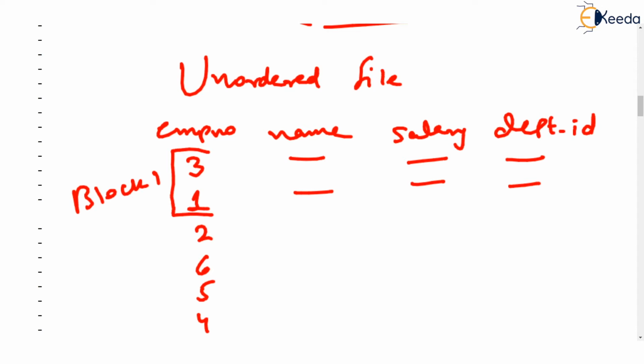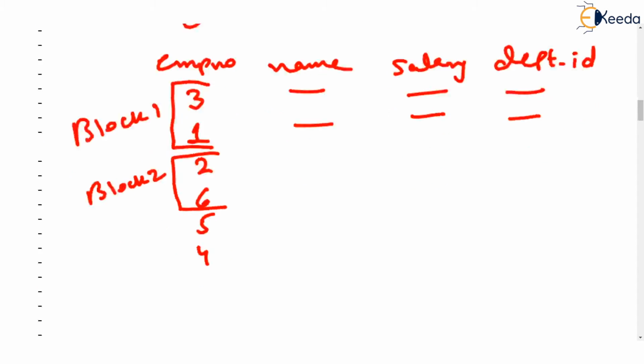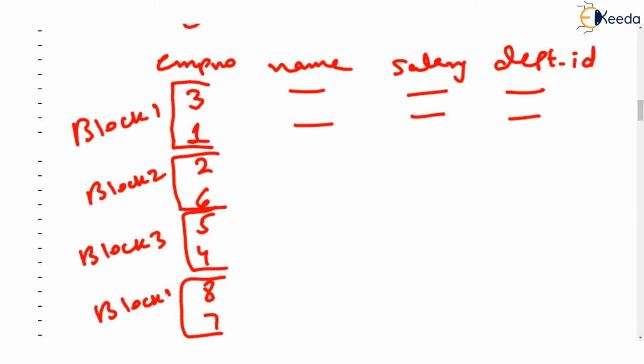So we have block 1, block 2, then we have 5 and 4 in block number 3, and we have, let's say, 8 and 7 in block 4. So 4 blocks are there, isn't it? And now we want to search a particular record. Let's say I say select star from EMP where employee number is, let's say, 8. I want to search this record, 8. But then there is no ordering here, isn't it? There is no point in doing binary search. I hope you can understand.